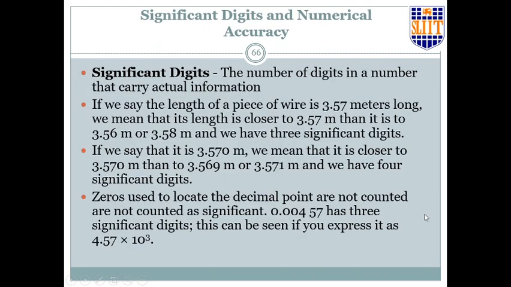The last topic for today's discussion, significant digits. Now, let's take these examples. If something is measured as 3.57, it's a measurement.